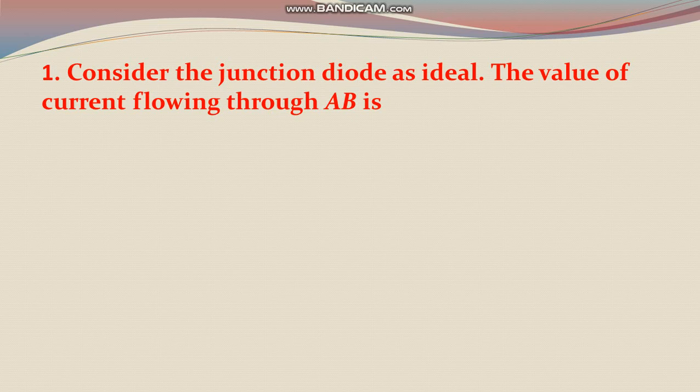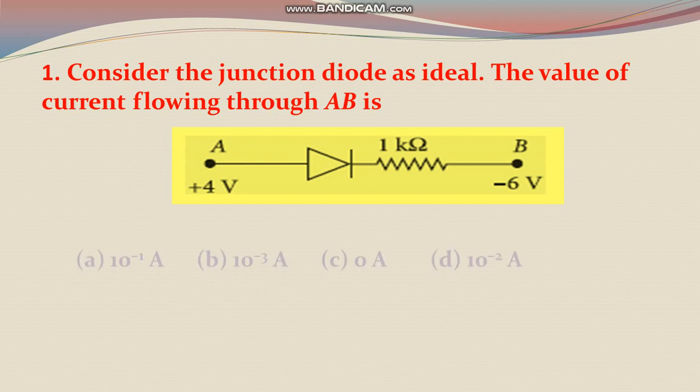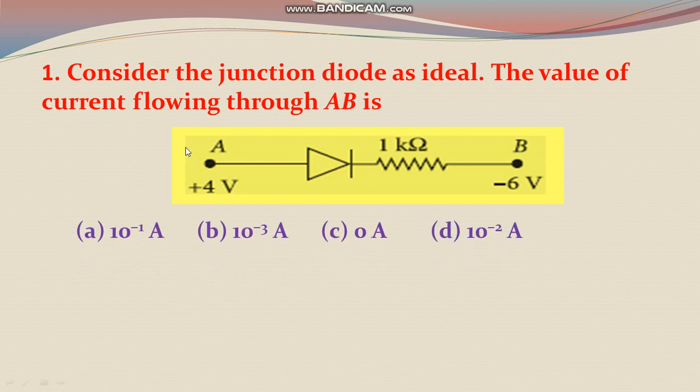The value of the current flowing through AB is the current flowing through AB. Here resistance is there, potential difference is there, so current we have to calculate. So formula V is equal to I into R. So I is equal to what? V by R. We have to calculate first V, the potential drop between A and B, that is 4 minus minus 6 volt, that is 10, and 1 kilo ohm. R value is given.